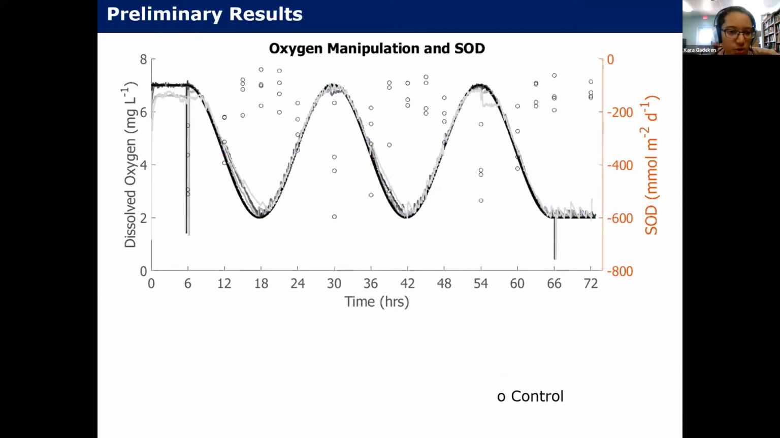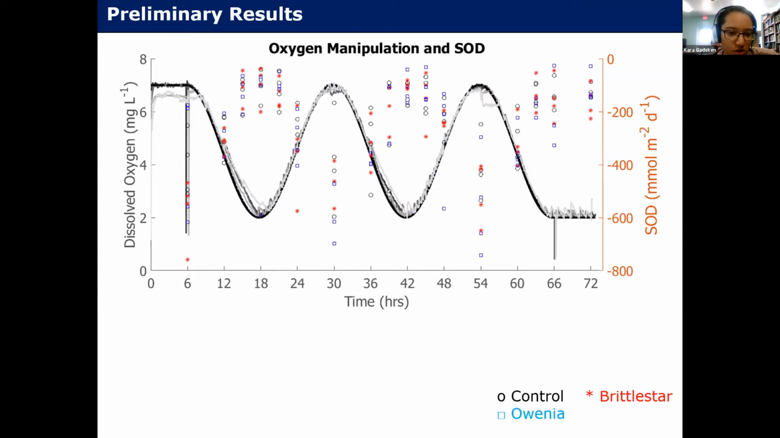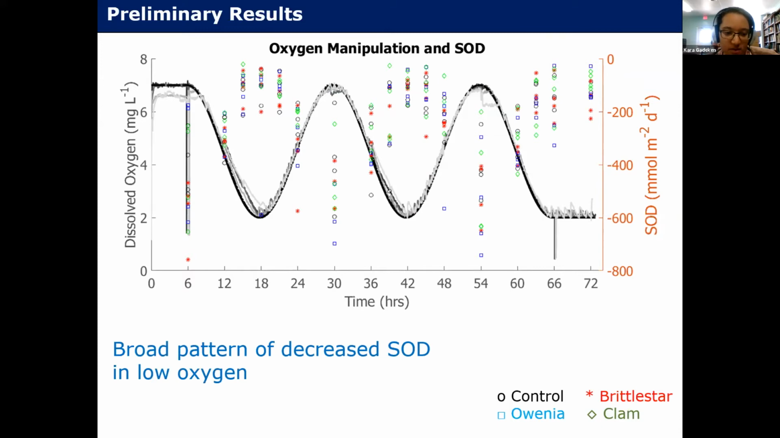So I'm going to start overlaying the data on top of this so you can start to see the pattern. Here we have the control replicates, and they look like they're more or less following that expected pattern. These are the brittle stars on top of those, the red stars. Then we have the Owenia, which are the blue squares. And then finally, the clams on top of that, which are the green diamonds. What we can first see is that the overall trend seems to make sense. We expect that SOD is going to decrease when dissolved oxygen decreases.